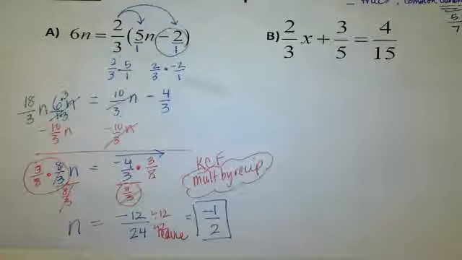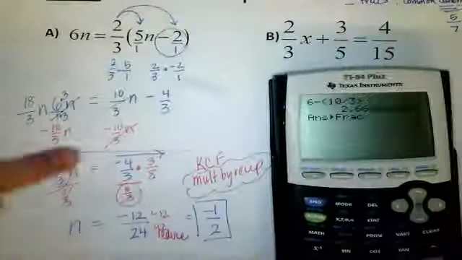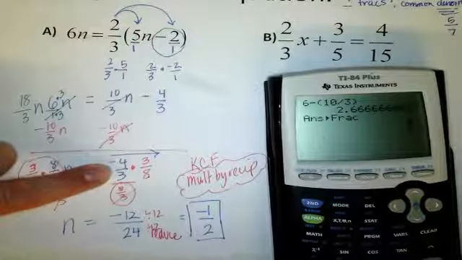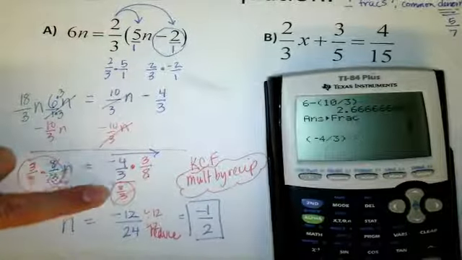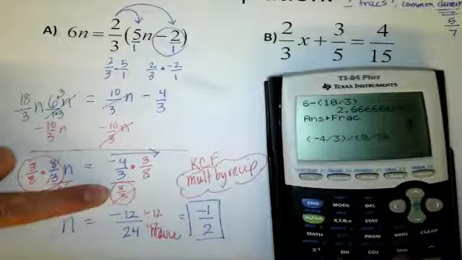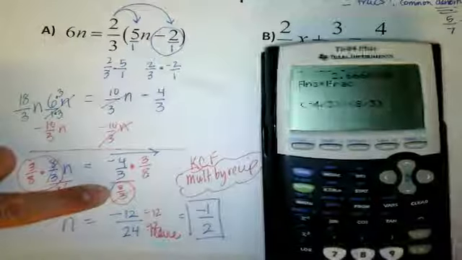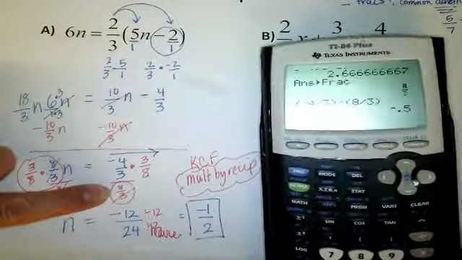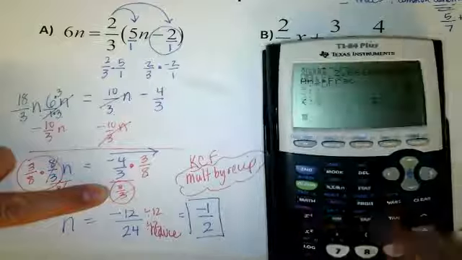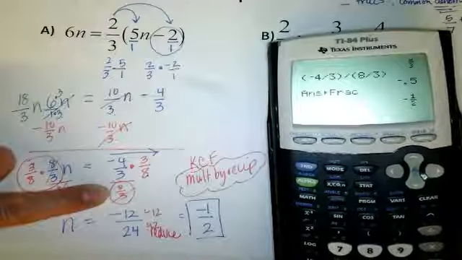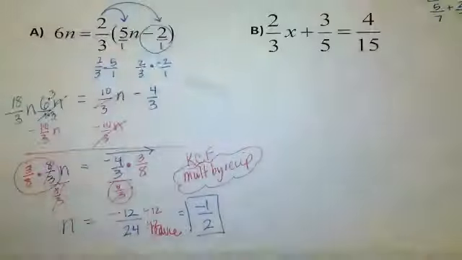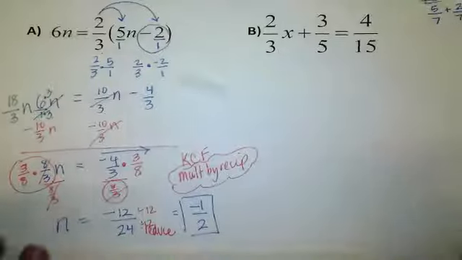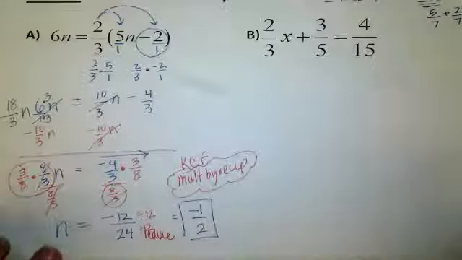Again, you can use your calculator. So if I wanted to do, I could just do negative 4/3 divided by 8/3. I get some interesting decimal, and I can do math frac, convert to a fraction, and we get negative 1/2 as well. Okay. So lots of ways to use your calculator. So I encourage you to try both.